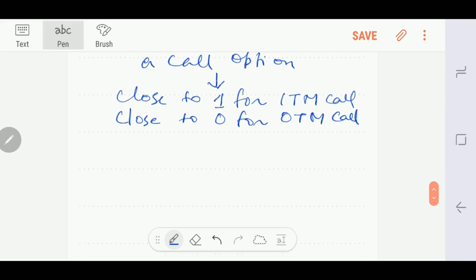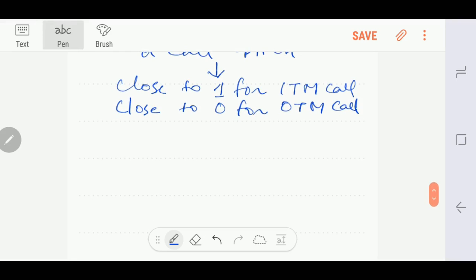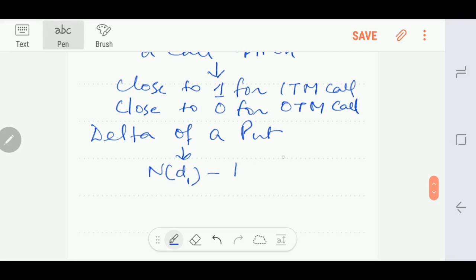Let's move further and talk about a put option here. So what is the delta of a put option? For a put option, delta of a put is going to be equal to N of D1 minus 1. Whatever you get, you will take its absolute value. So the absolute value of N(D1) minus 1 is going to be the delta of the put option.